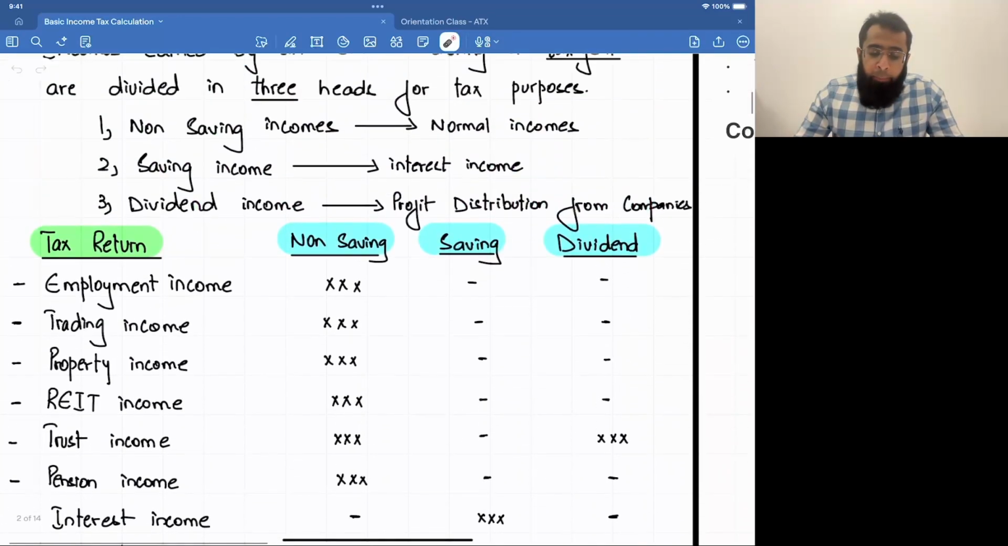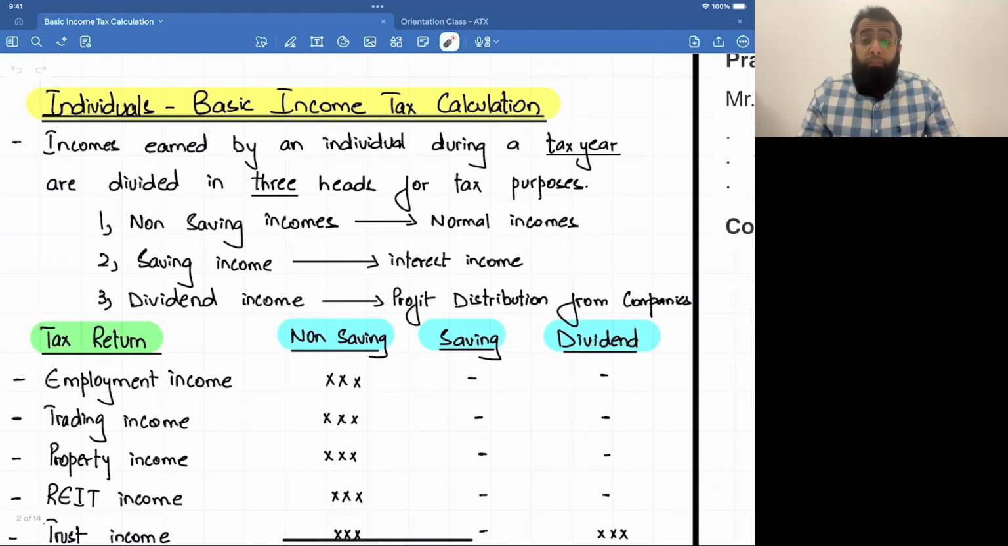Sir, please repeat it again. No need to say it to me. I will always repeat it again and again. And when we do the practice questions, it will get more crystal clear.